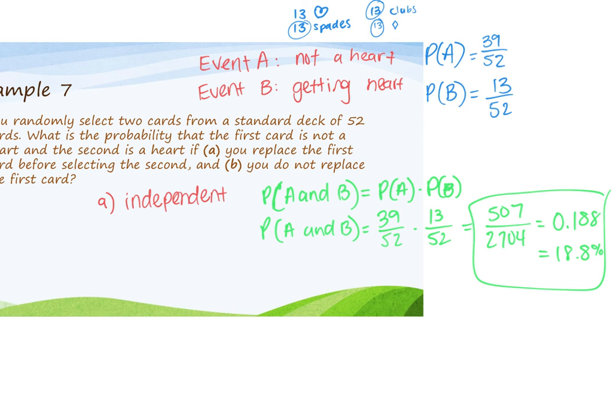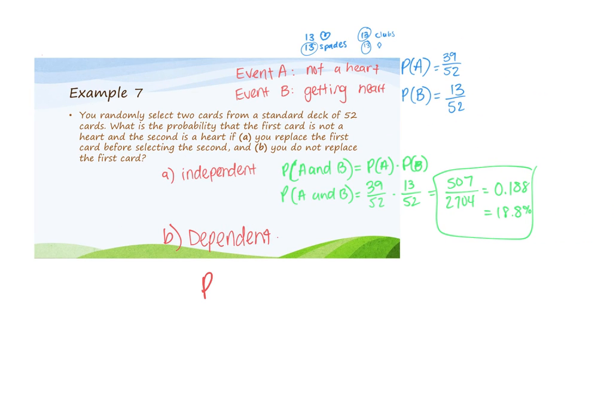Let's see what happens without replacement, okay? If we are not replacing them, are they dependent or independent events? No, it is dependent. Do they depend on one another? Okay. So the probability of A is not going to change, right? Because that's our first event. What would the probability of A be, Christian? 39 over 52.